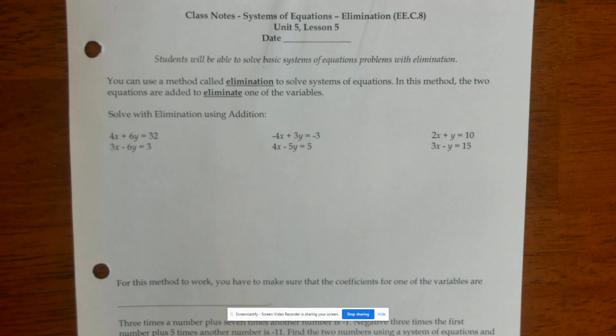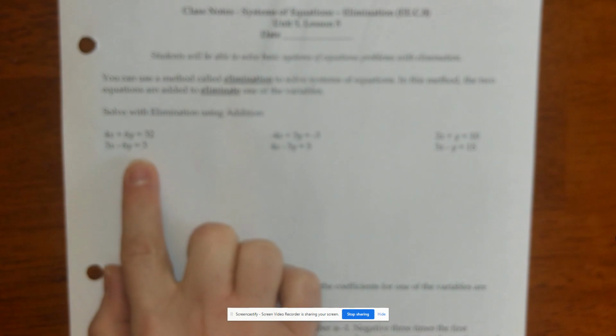Ladies and gentlemen, today we are looking at my favorite lesson in systems of equations. It is elimination. So what we're going to look at first is how to get the screen to focus.